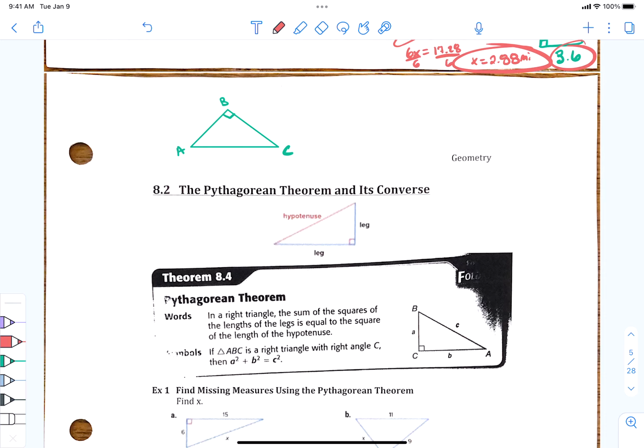This is the Pythagorean theorem, and then something else called its converse. We're going to talk about that. But the Pythagorean theorem should be pretty short. This should be a pretty short video.